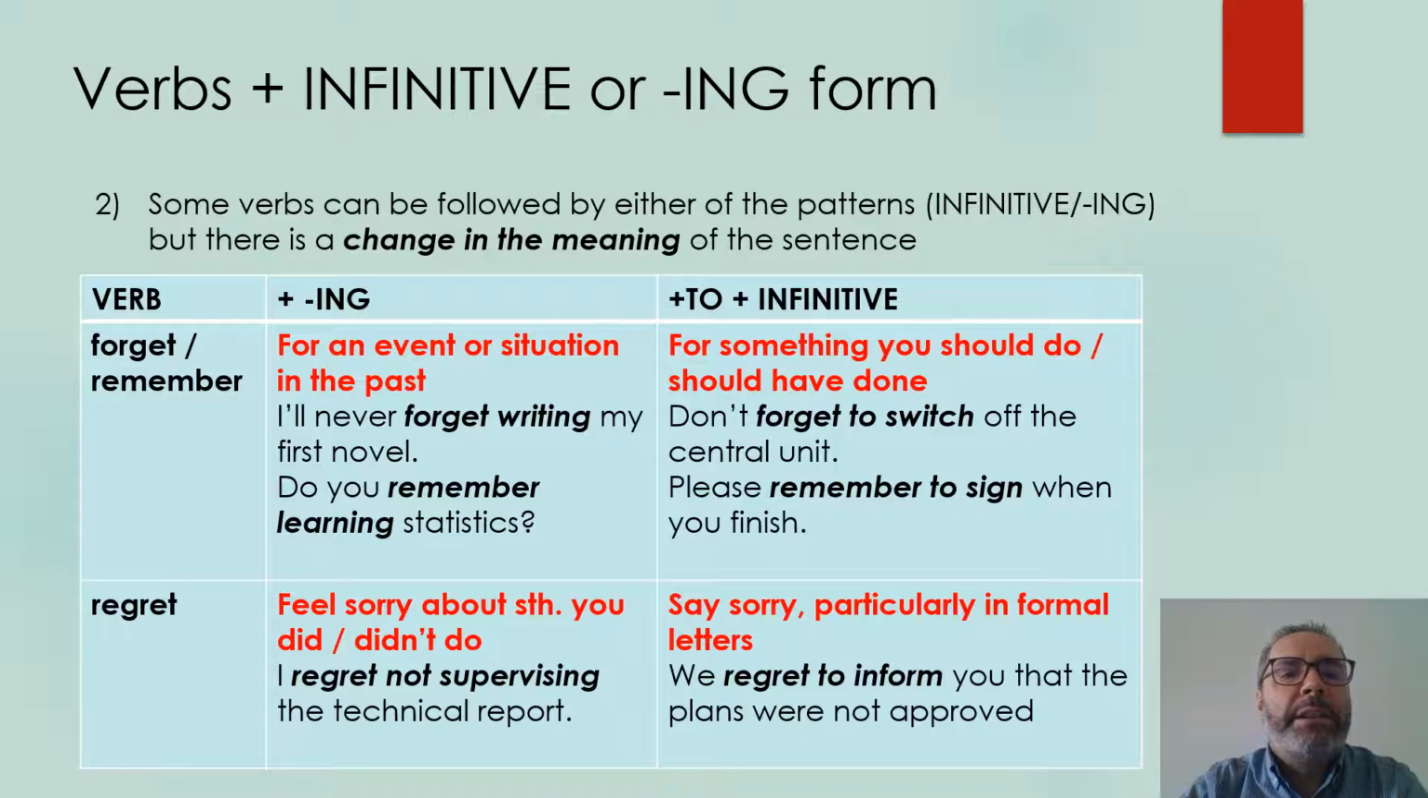On the other hand, there are some verbs that can be followed by either of the patterns, infinitive or ing, but with a change in the meaning of the sentence. We have forget and remember, followed by another verb in the ing form. It means that they refer to an event or situation in the past. I'll never forget writing my first novel. Do you remember learning statistics?